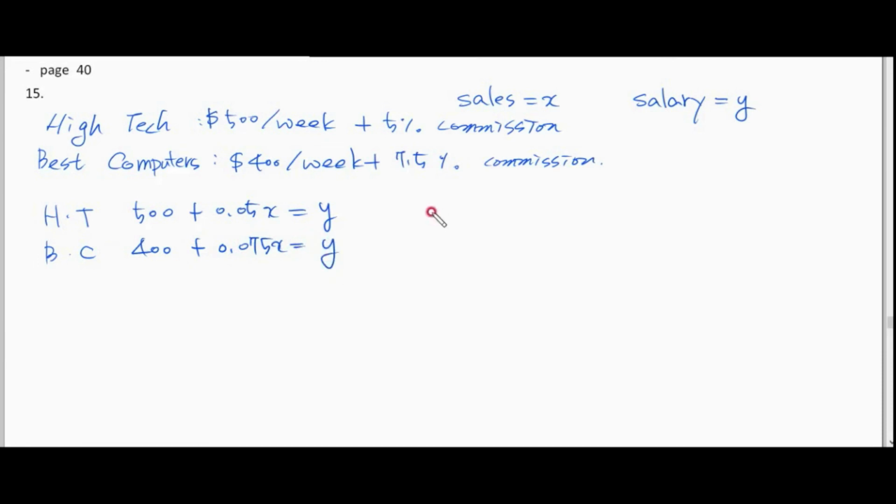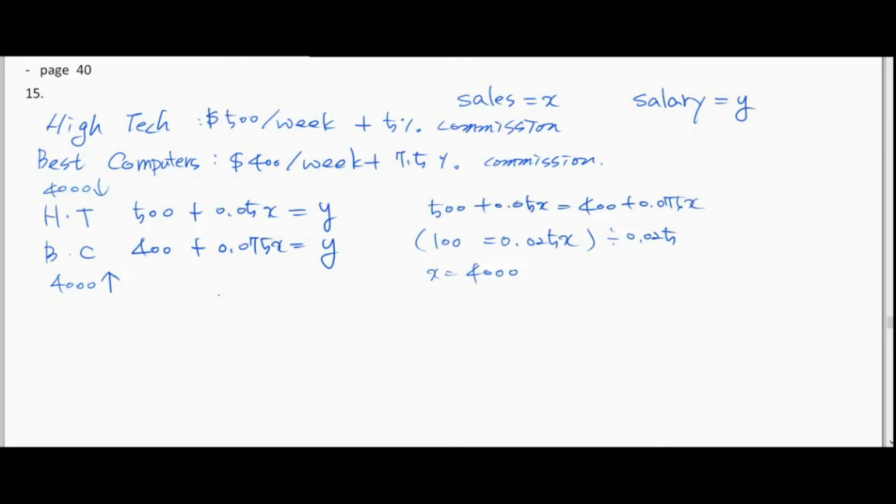So right here, since both have the same y, then 500 plus 0.05x equals 400 plus 0.075x. So numbers with the numbers and x with the x. 500 minus 400 equals 100. That 100 equals 0.025x. So let's divide both sides by 0.025. And then x equals 4,000. So this is when those two job offers earn the same money. If he can sell more than $4,000, he should definitely go to Best Computers. But if he can't sell higher than 4,000, he should go to High Tech.